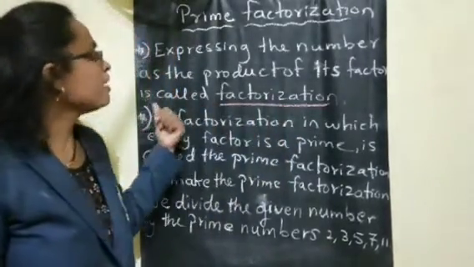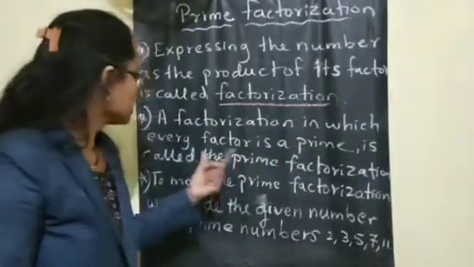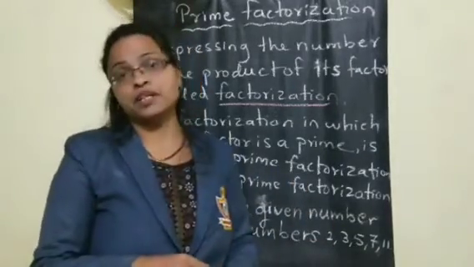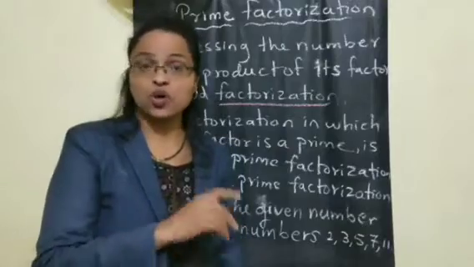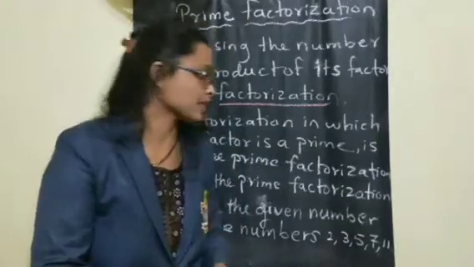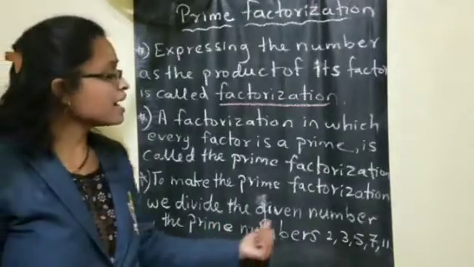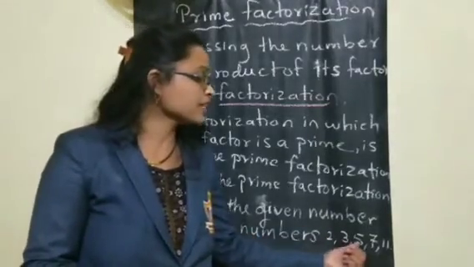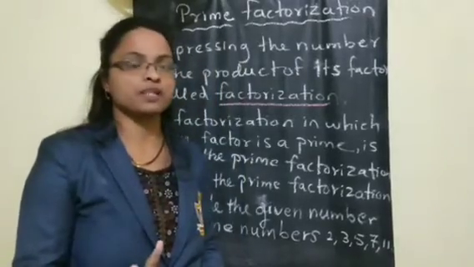Then the second one: a factorization in which every factor is a prime is called prime factorization. When we are calculating any number, the factors we get will always be prime numbers. That's why it is called prime factorization, children. And the third thing: to make the prime factorization, we divide the given number by the prime numbers, that is 2, 3, 5, 7, 11 and so on. So, three things you have to keep in mind.